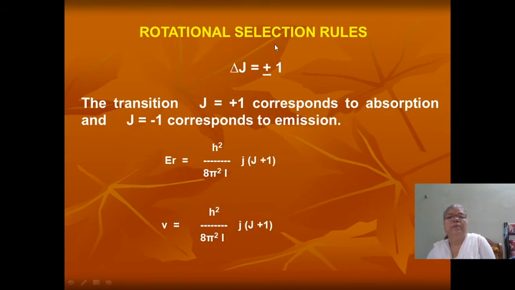Then the rotational selection rule here: delta J is equal to either plus or minus 1. The transition for delta J equal to plus 1 corresponds to absorption spectra, and delta J equal to minus 1 corresponds to emission. This is the rotational energy. It is given by h square upon 8π² I into J(J+1).